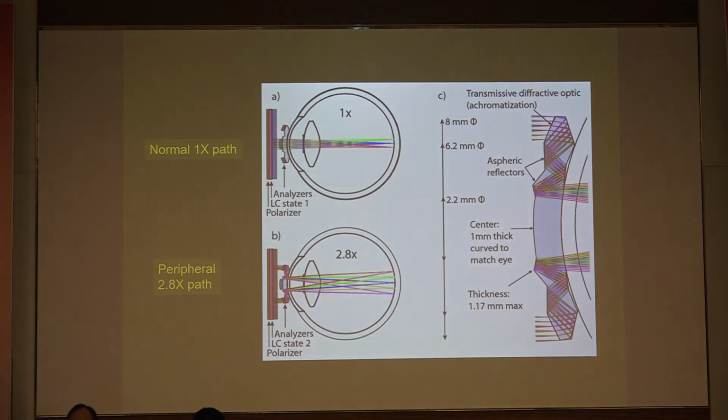So what happens is that when light goes through the central hole, that's the normal path, and the patient's vision is normal like we see. But once you put the polarizing glass in front of the contact lens, then the pathway of light is changed and it goes through the periphery where it is diffracted internally and gives a magnification of 2.8x.